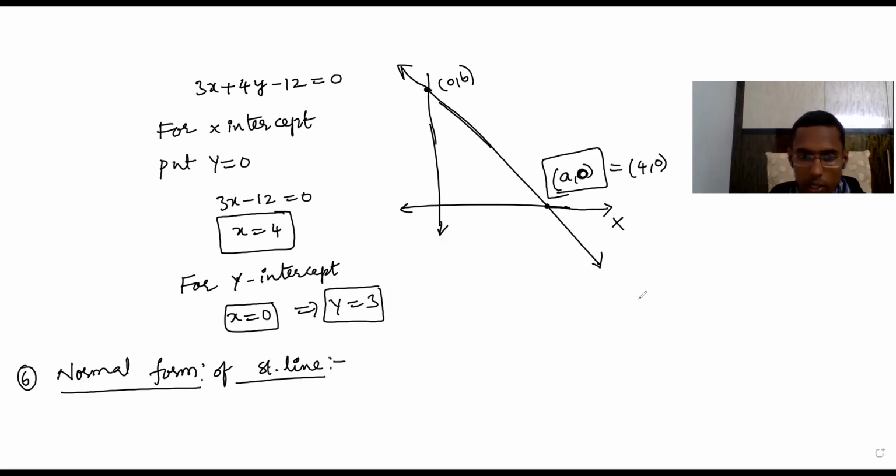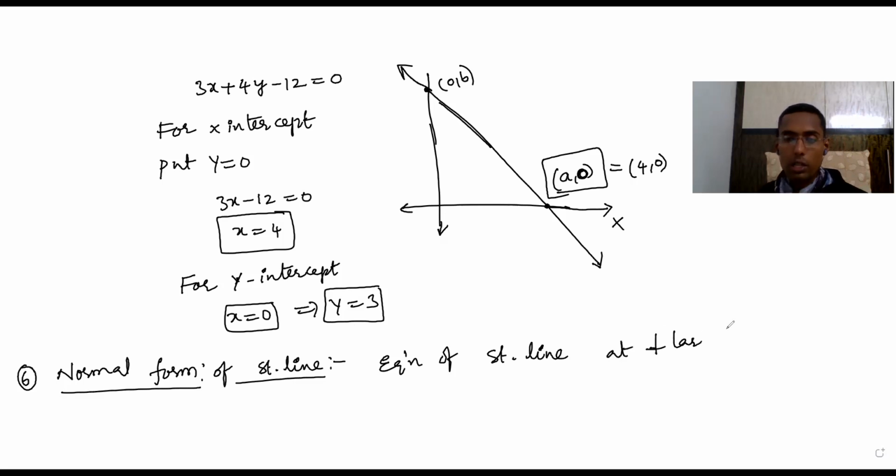So here, what is this normal form? Two things will be given. See, what we want is a point and slope. But here, the information given is different. In the normal form of straight line, what is given is the equation of a straight line at a perpendicular distance, I am writing perpendicular, but distance means perpendicular only, you should understand. At a perpendicular distance of p units from origin.